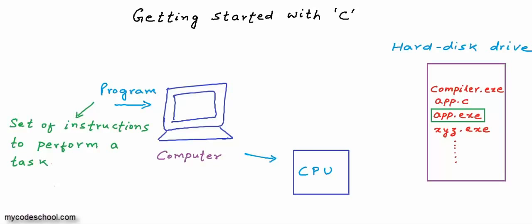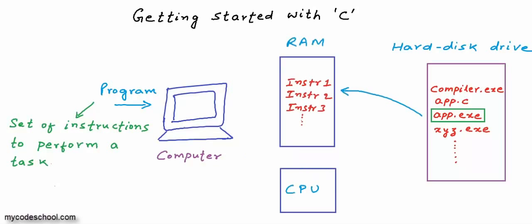What happens is that when you run the program, let's say you ran app.exe, the program or the set of instructions is transferred to what we call random access memory, or RAM. The difference between RAM and hard disk drive is that RAM is volatile memory. Everything in RAM is wiped off, is cleared as soon as power is removed, as soon as the machine is turned off. But anything in hard disk remains there even when the machine is turned off.